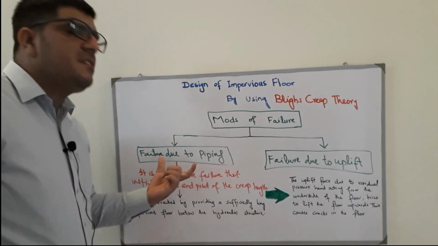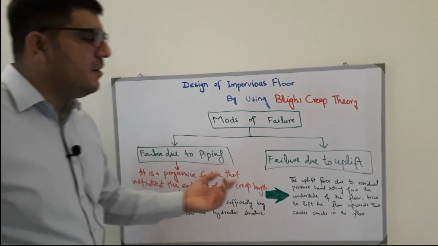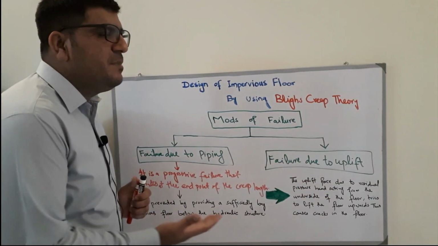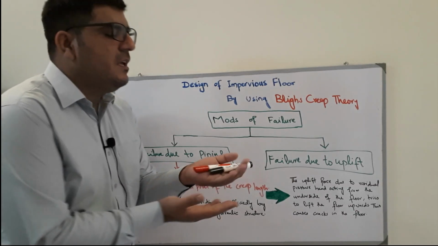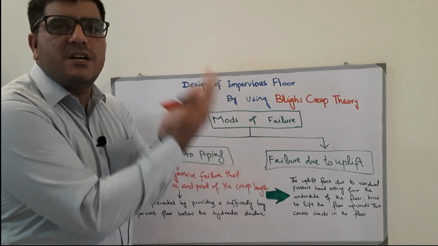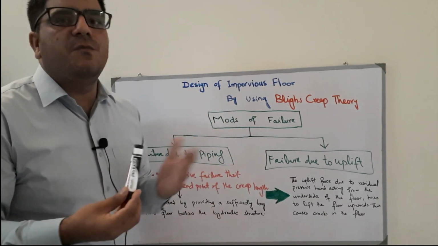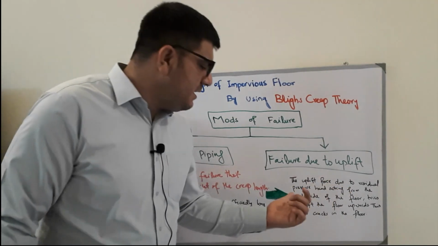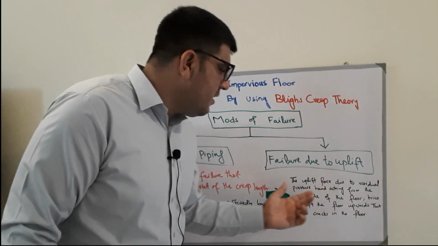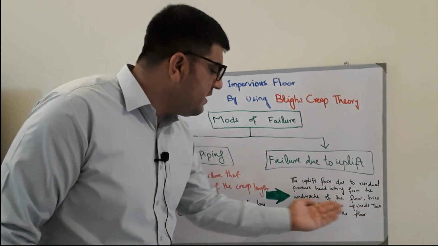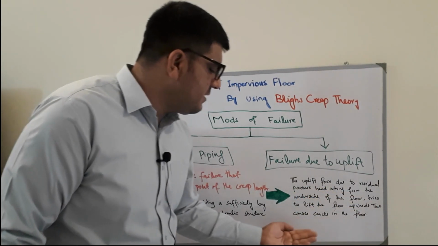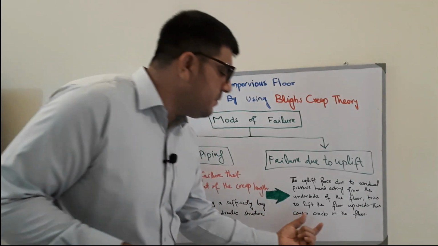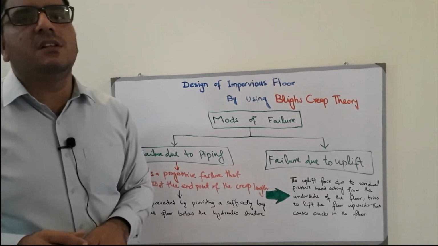When piping starts, there is another force, which is failure due to uplift. When the water is beneath the structure, it will try to overturn the hydraulic structure, a weir or a dam or any hydraulic structure. The uplift force is basically the residual pressure head acting from the underside of the floor and trying to uplift the floor upwards. And what will happen when it tries to uplift the floor? It will develop cracks and the hydraulic structure will fail.